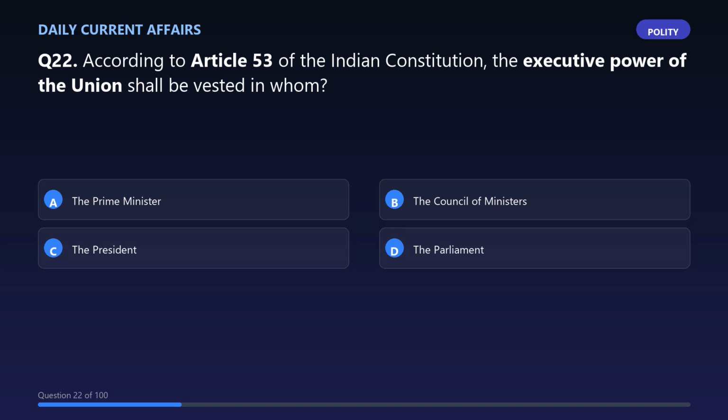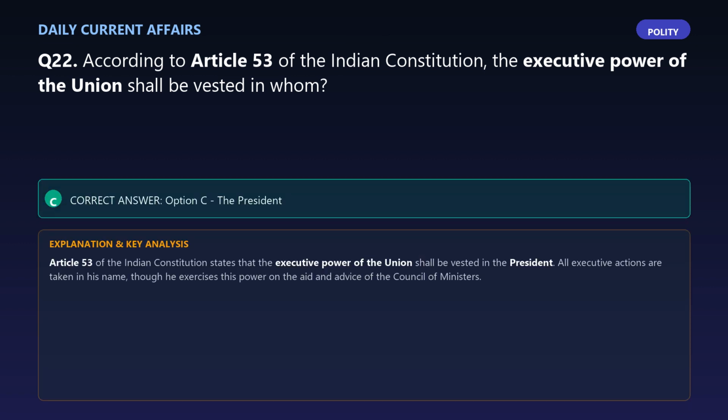Question 22. According to Article 53 of the Indian Constitution, the executive power of the Union shall be vested in whom? The correct answer is option C, the President.